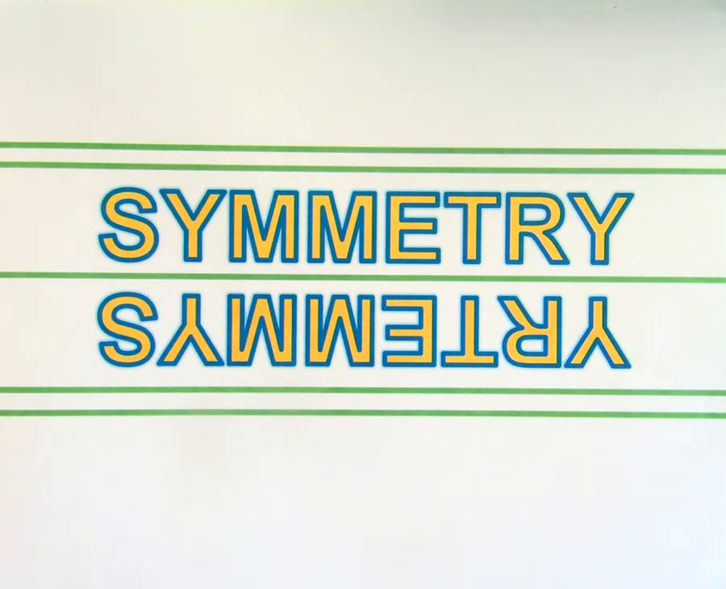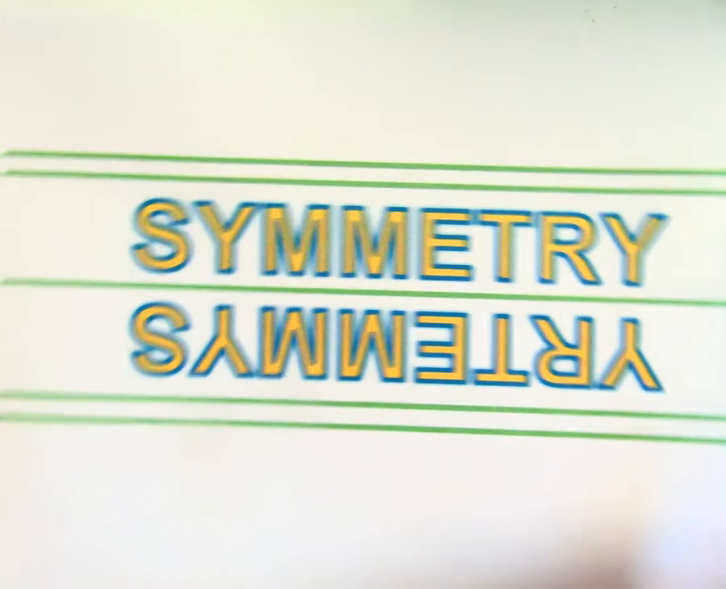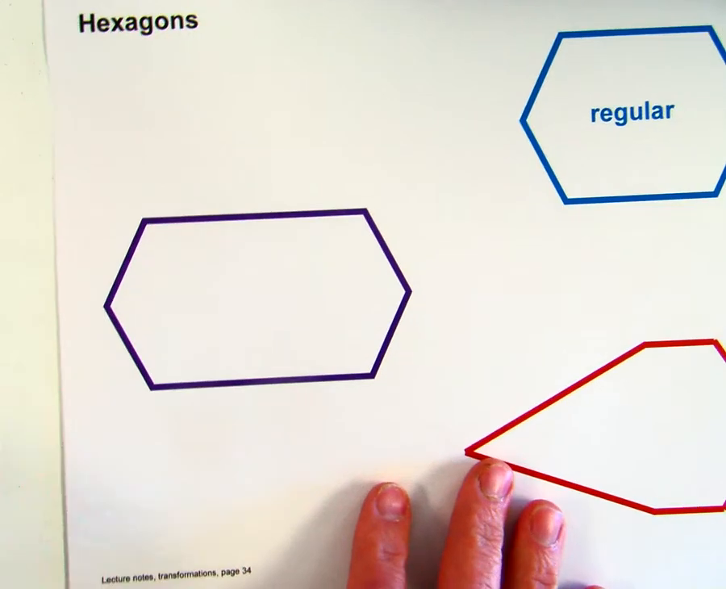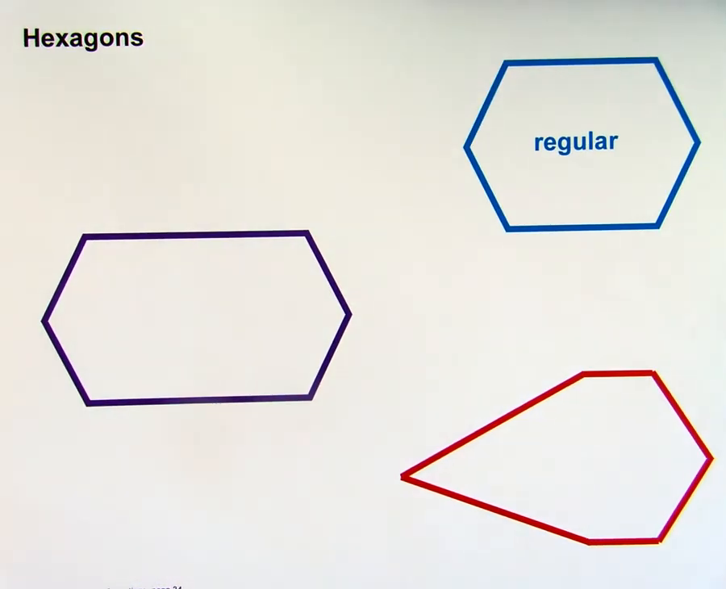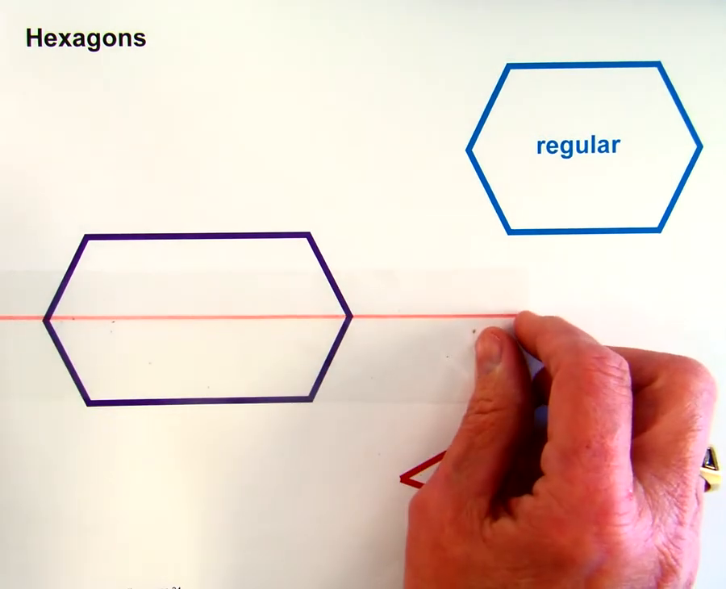This is a geometry lesson on symmetry. First, let's look at lines of symmetry. Here are some hexagons. How many lines of symmetry does this first one have? It's not regular. Here's one.